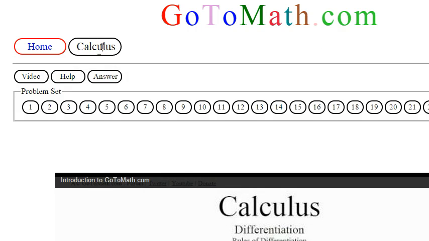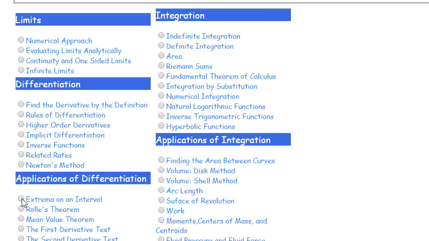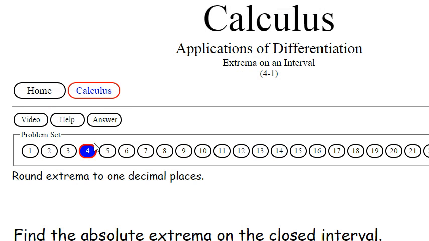Okay, we're here at go-to-math.com. Let's click on the calculus button because that's what we're doing. And Extrema on an interval.